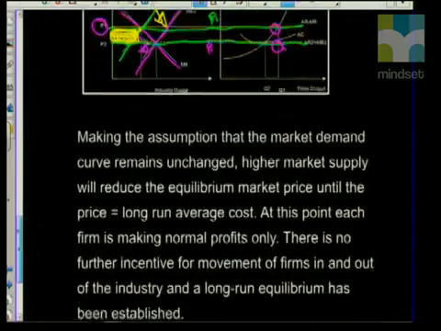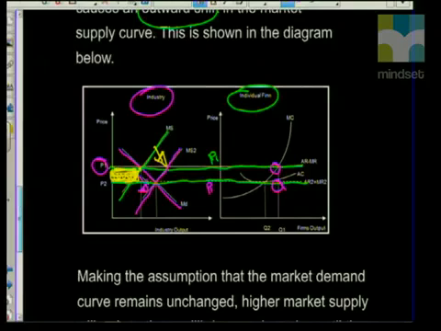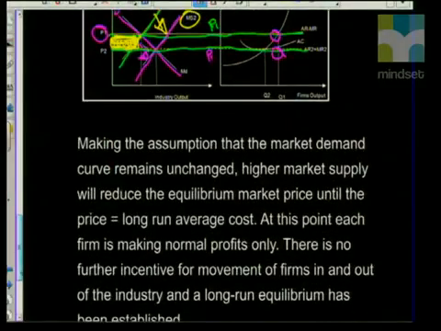The rest of the discussion is making the assumption that the market demand curve remains unchanged. So the reason why we say that is we have the original supply curve of MS. We have a new supply curve of MS2. But take note that there has not been any change in the demand curve. The demand curve remained exactly the same. So even though more of this product or this service is available, it doesn't mean that the consumers need more of this product or this service. So we make the assumption that the market demand curve remains unchanged, so people don't purchase more of the product.